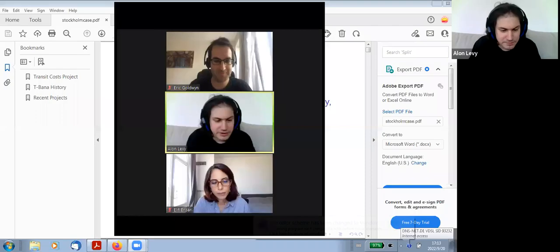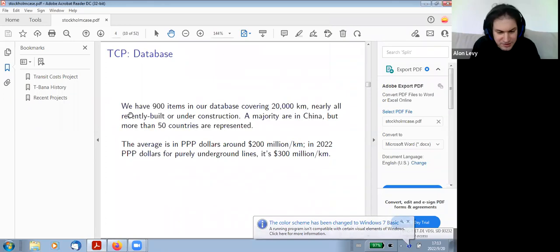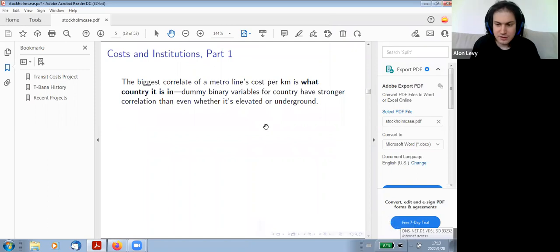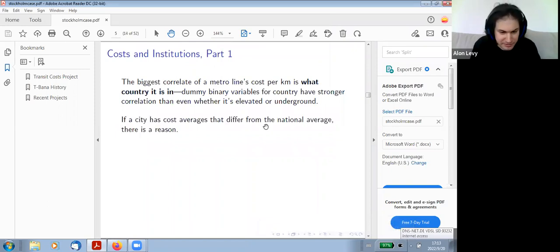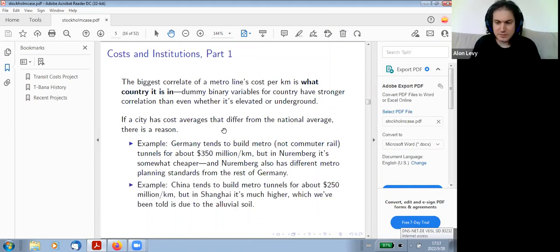I don't think I need to explain more about who we are at TCP, but I do want to point out that the costs are mostly a feature of what country the project is in, and if it's not like that, then there's a reason. The reason can be something that I can explain in geological terms. So in Shanghai, costs are substantially higher than in the rest of China.